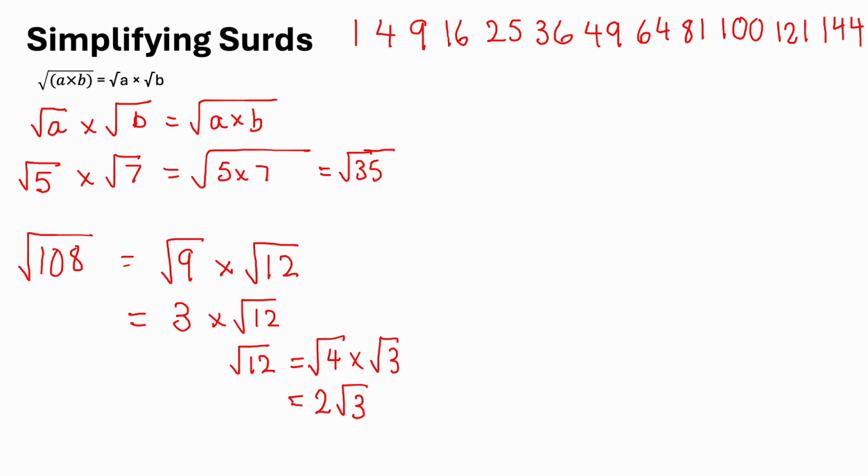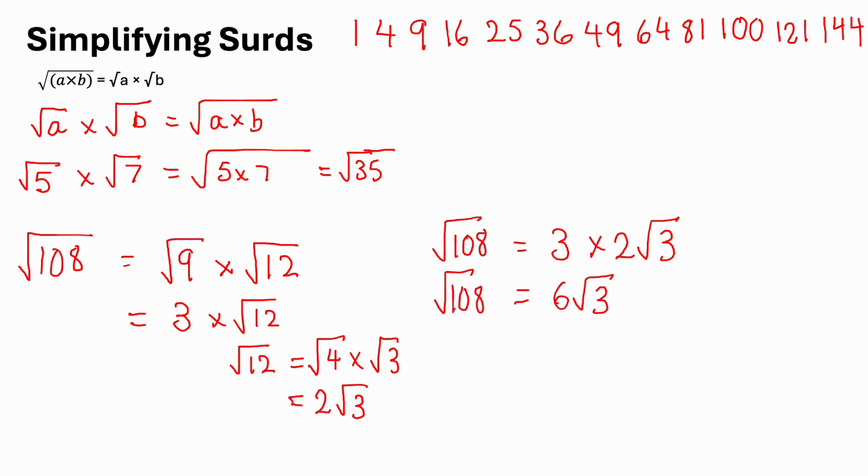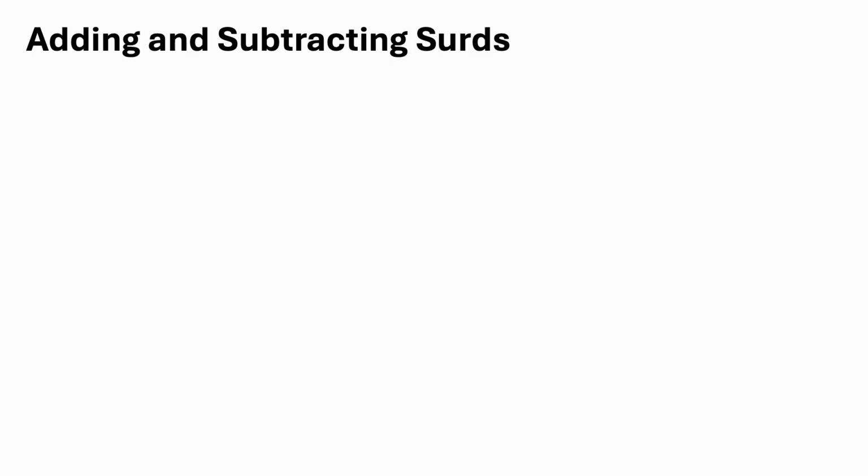So now we're going to rewrite this again. So root 108 is equivalent to 3 times by root 12, which we've now written as 2 root 3. So 3 times by 2 root 3 is going to be 6 root 3. So that tells us that root 108 can be simplified as 6 root 3.